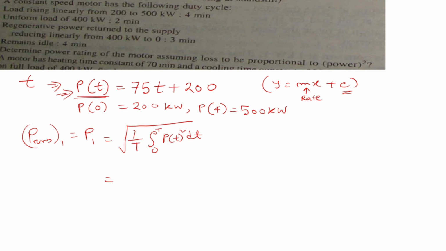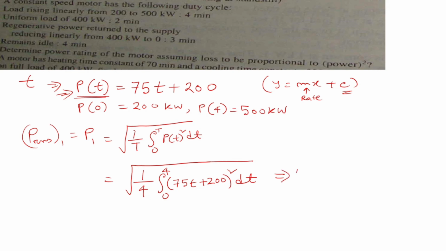Now we'll put the values. 1 by 4, integral 0 to 4, this is 75t plus 200 square dt, and if we solve this integral, we can solve it using a scientific calculator. The value of P1 will be 360.55 kilowatt. Okay, so this is P1.